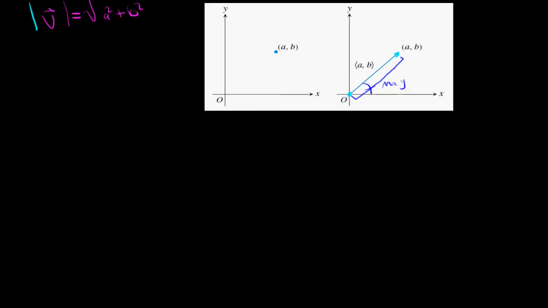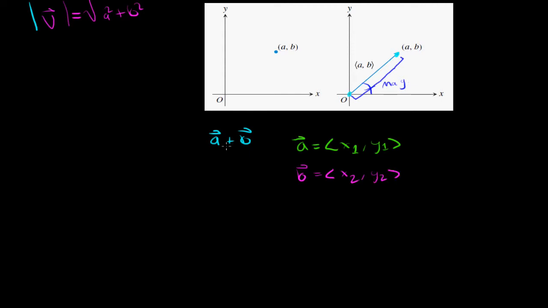Say we wanted to add a vector, so let's say we had a vector A, and we wanted to add it to another vector, vector B. The way we do that is, first of all, we'd get the component notation of A and the component notation of B. So A is equivalent to component notation x1, comma y1, and then B is equivalent to notation x2, comma y2.